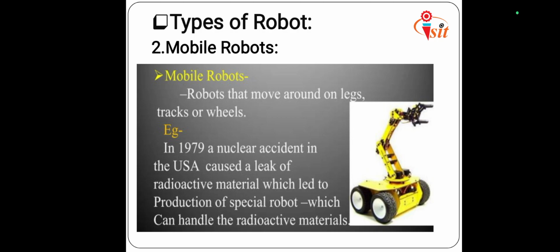As India has recently launched Chandrayaan 3, we are proud to say that we have successfully conducted experiments with the help of the Pragyan rover. Pragyan rover is one of the mobile rovers, that is, a six-wheeled robot, and it has done a variety of tasks. One more example shown here: in 1979 a nuclear accident in USA caused a leak of radioactive material, which led to the production of special robots which can handle the radioactive material. It is one of the advantages of robots. We will discuss it later on.